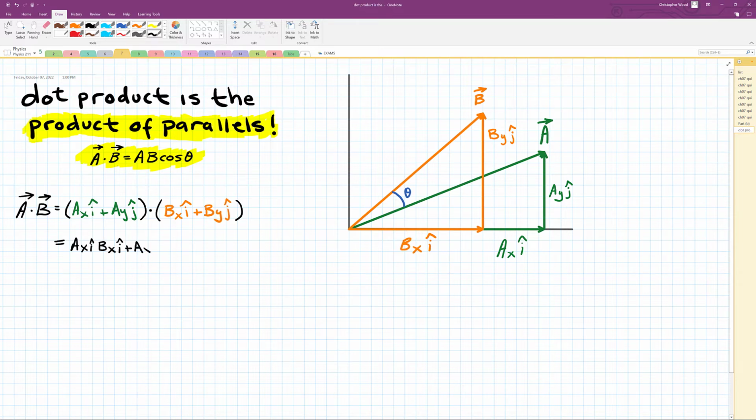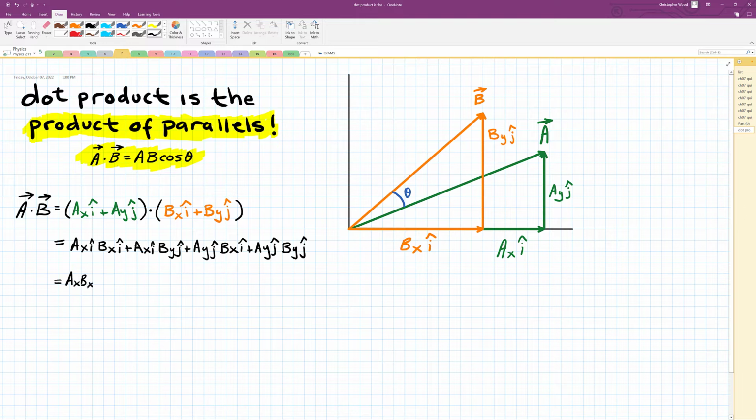If I do that, I get Ax i hat times Bx i hat plus Ax i hat times By j hat plus Ay j hat times Bx i hat, and finally Ay j hat times By j hat.